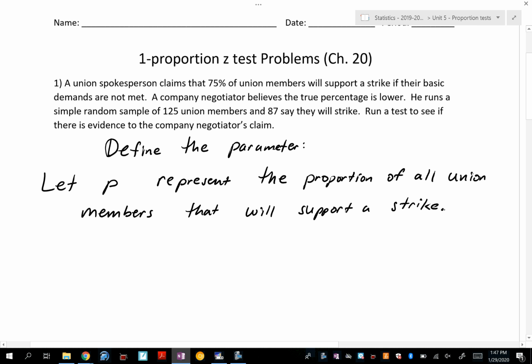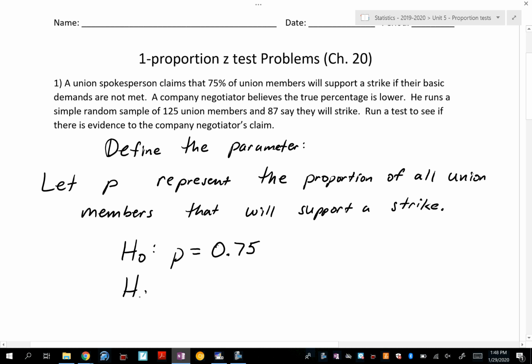So anytime we use the letter P in this problem, it represents this proportion. And again, I don't know what this proportion is. We are going to think it is something and then compare it to a sample proportion and see if we think that P is still at that same number. So what do we think P is right now? Our best idea, 75%. Very good. So the null hypothesis is that P is 0.75. That's what the spokesperson for the union claims.